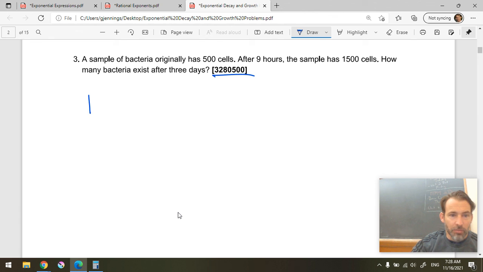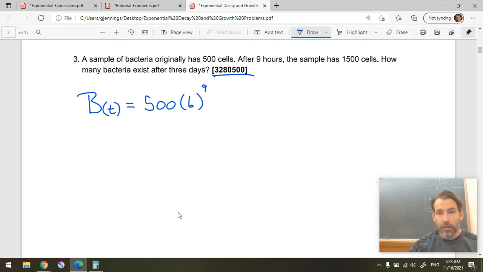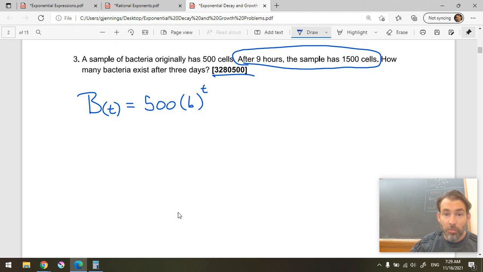I know that there's going to be some number of bacteria and that it's a function of time. So I'm setting up a function for number of bacteria that's going to have time as its variable. And then I'm going to put in my initial value. I'm not given a growth factor, so call it B. This is still just T here. I'm just setting up an equation. This has two unknowns, B and T, but I'm given 1 point. After 9 hours, the sample has this many cells. With that point, I can solve for B, and this is how. This is basically saying B at 9 equals 1500.